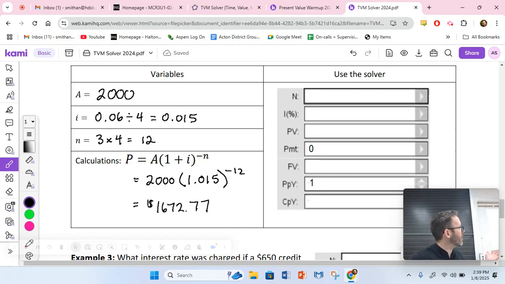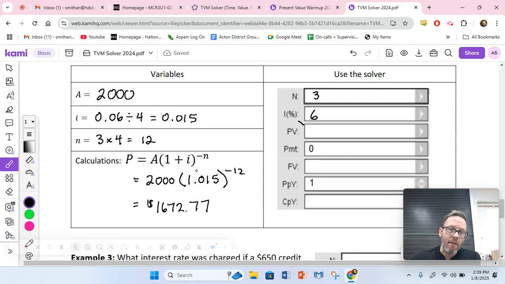So I'm expecting the TVM solver to produce the same result. Now, the nice thing about these, you don't have to reset and reload, and you can use the tab button and just change everything to the new stuff. So the tab button is your friend. Let's fill in what we're going to be punching in here. It is 3 years, N equals 3. The interest rate is 6%. You just put in 6.